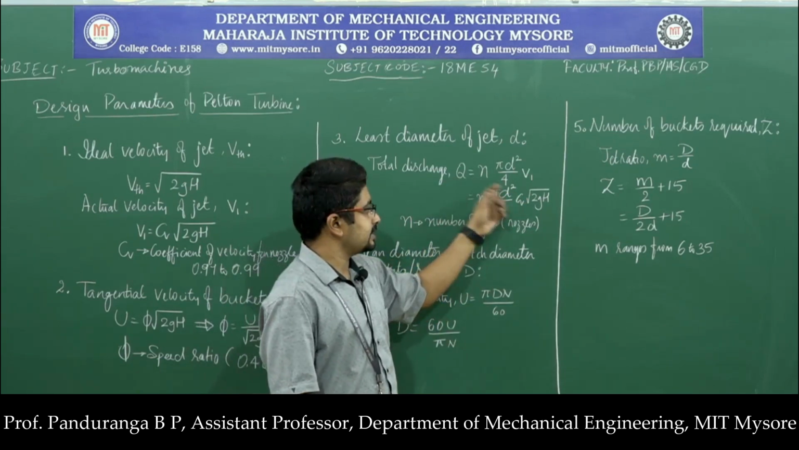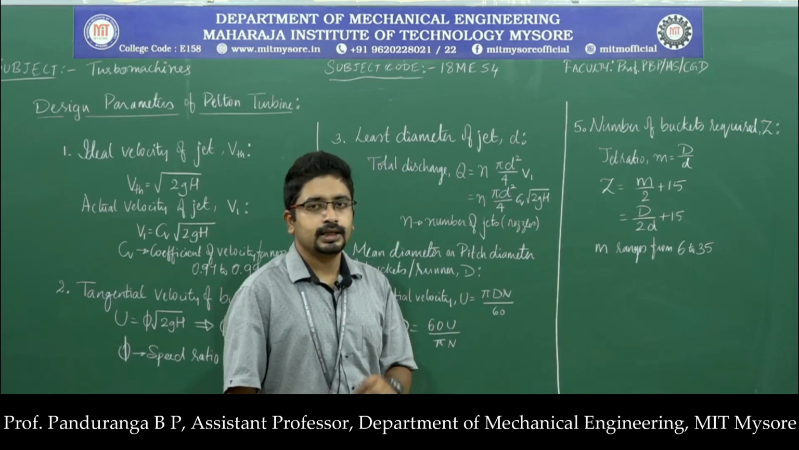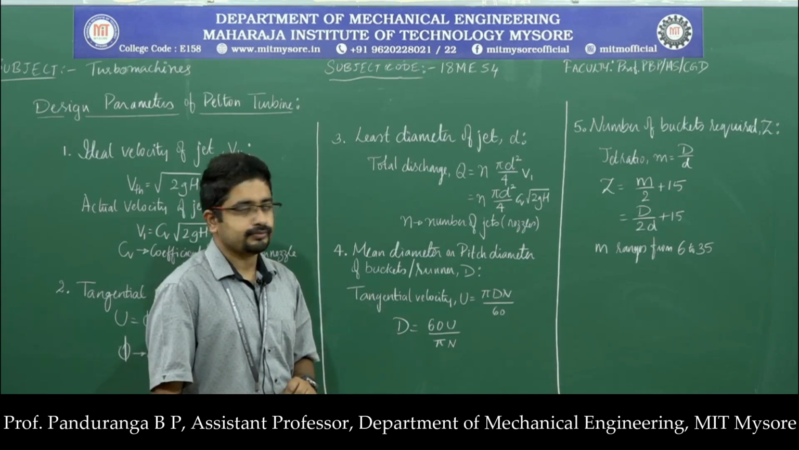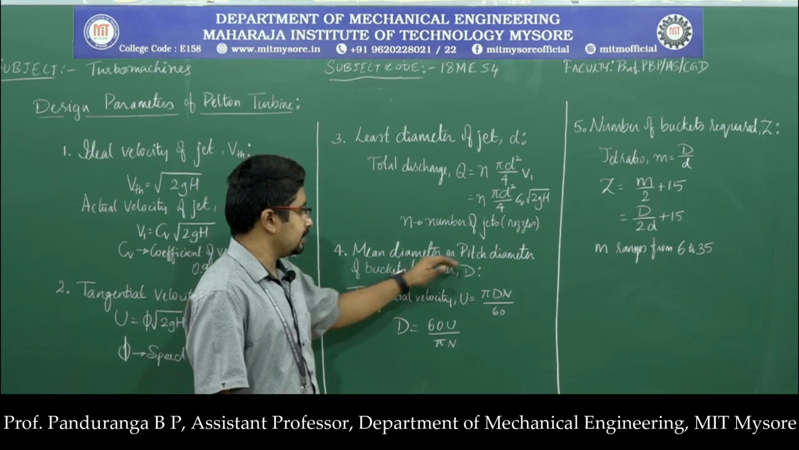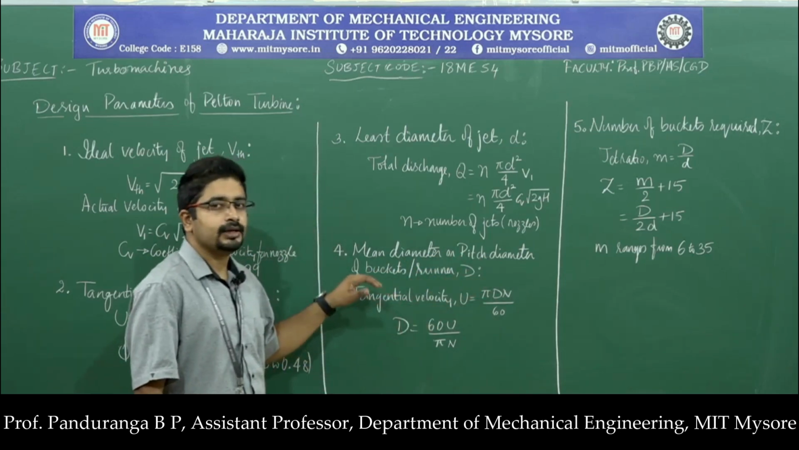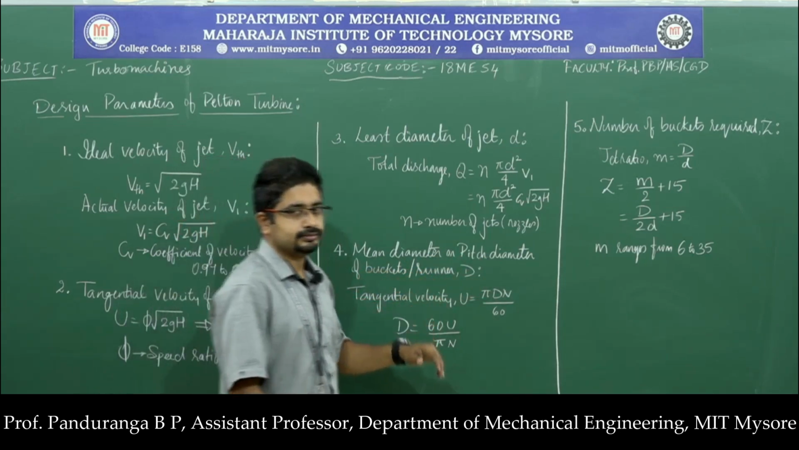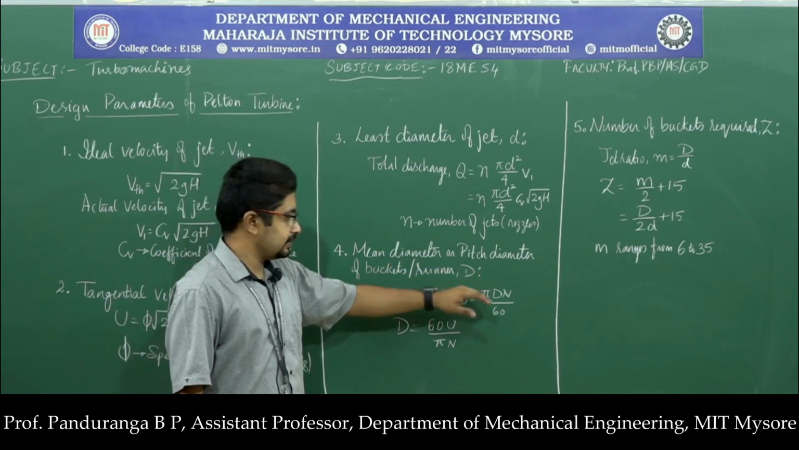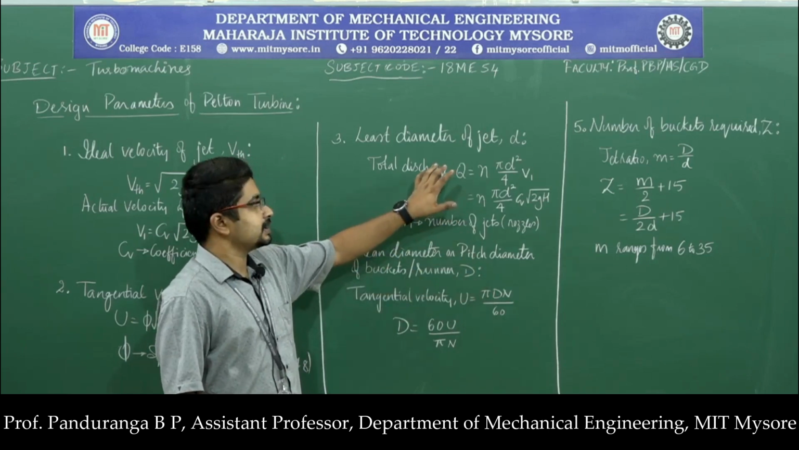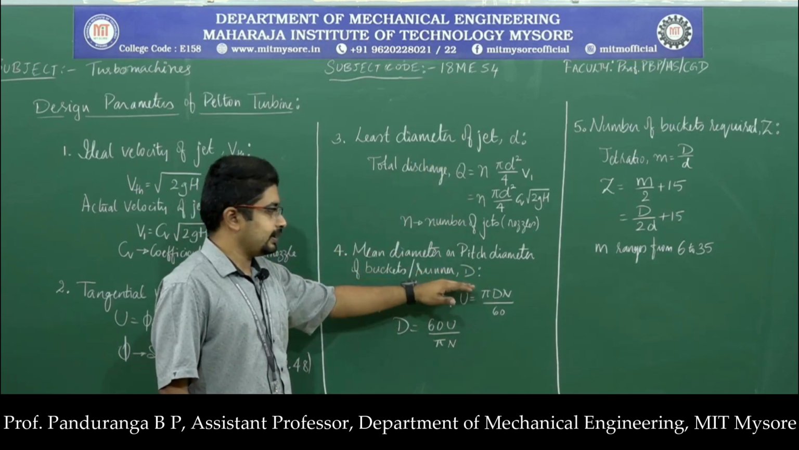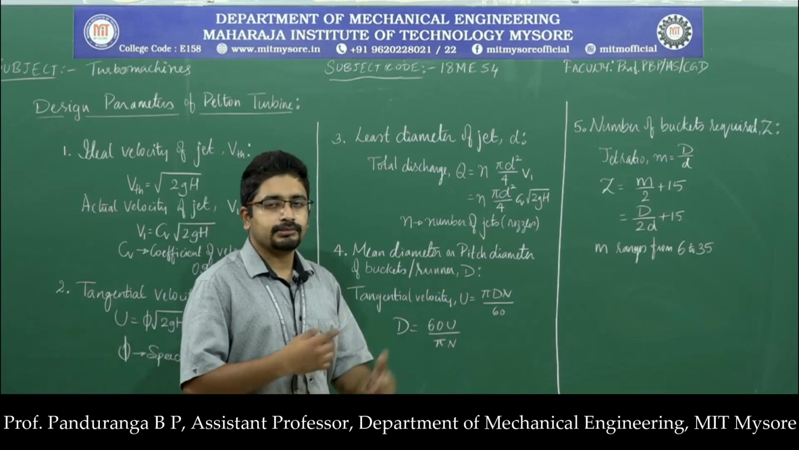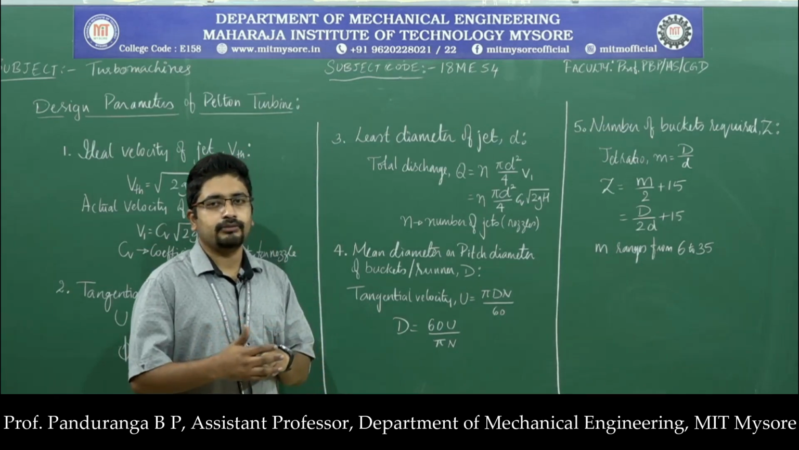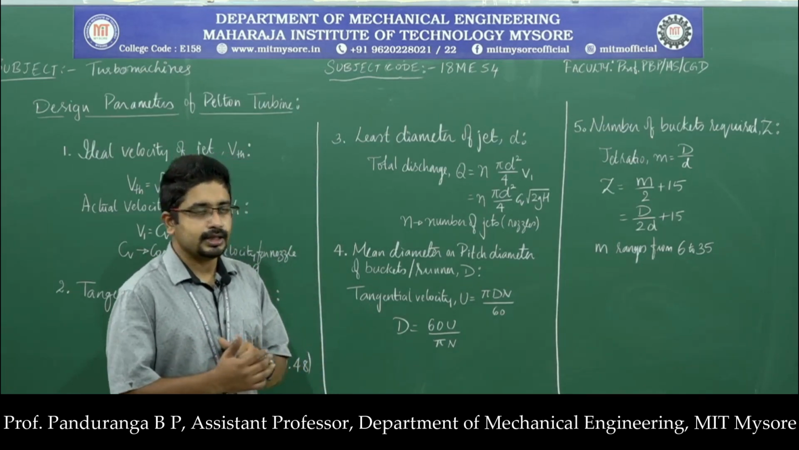So by knowing the total discharge, we can find out the least diameter of the nozzle required for that case. Then we have the mean diameter or the pitch diameter of the bucket or runner, represented by capital D. Small d represents the least diameter of the nozzle. Capital D represents the pitch diameter or the mean diameter of the runner, and that is the diameter where the jet will be impinging on the buckets or the blade.